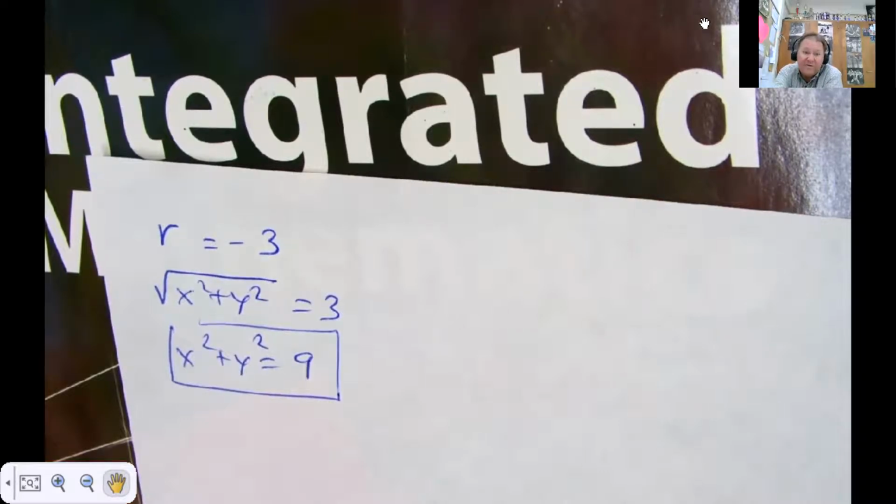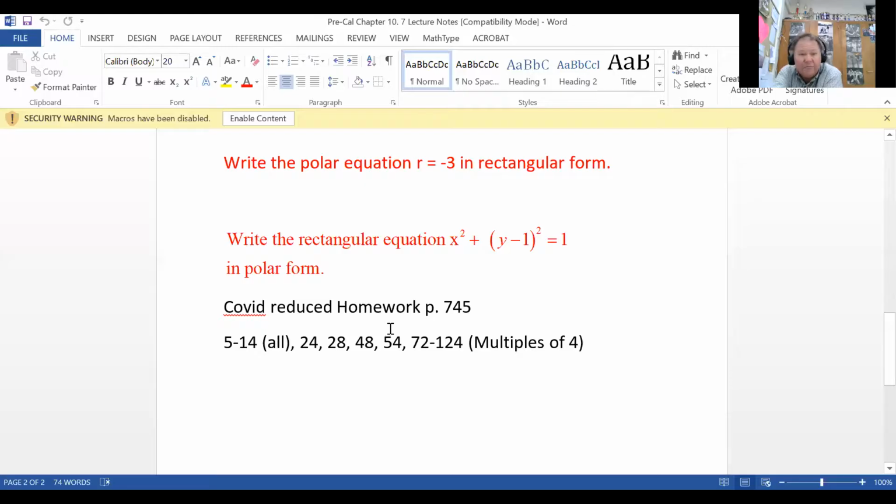I don't know how many times I'm going to mess that up before I get it right. Luckily, I'm not hitting stop. Okay, we write this. So this one's in rectangular form, and we want to go to polar. It's going to be x squared plus, yeah, this is definitely harder. y minus 1 squared equals 1. Here we go.